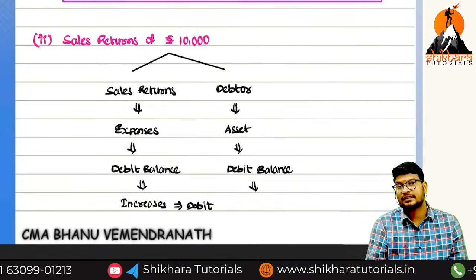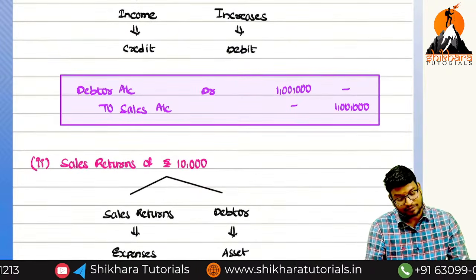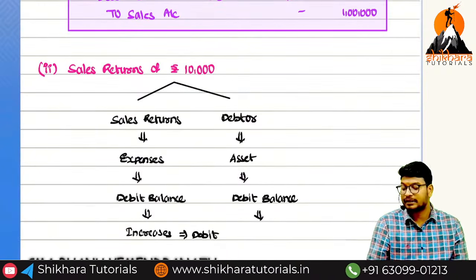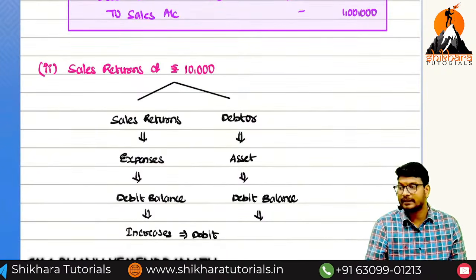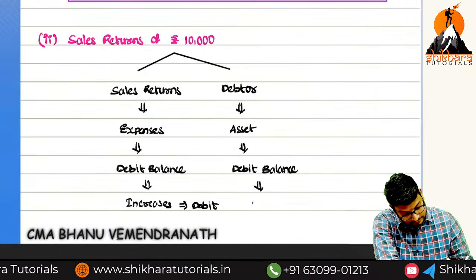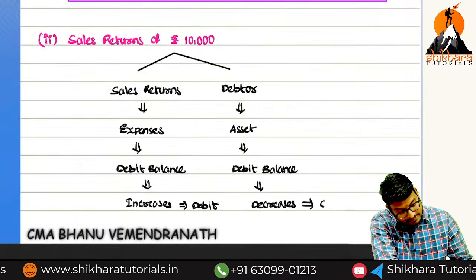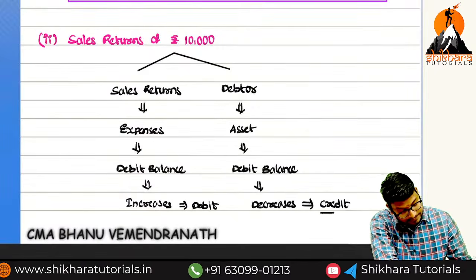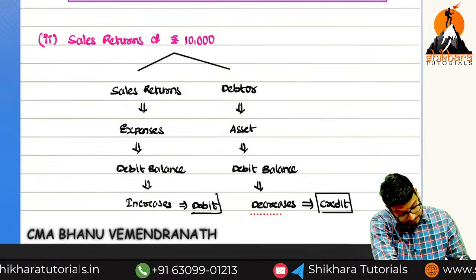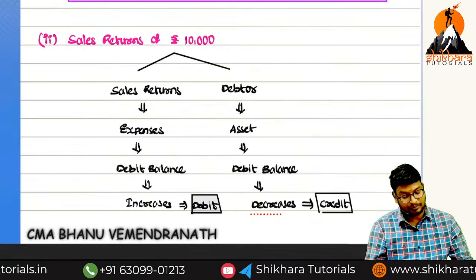In this situation, debtor value will decrease. Why? Previously he needed to pay how much? 1 lakh rupees. But he has returned 10,000. That means the balance decreases to 90,000. So the balance here decreases. If the debit balance decreases, what do we need to do? Credit. So what is the entry? Sales returns account debited to debtor account.